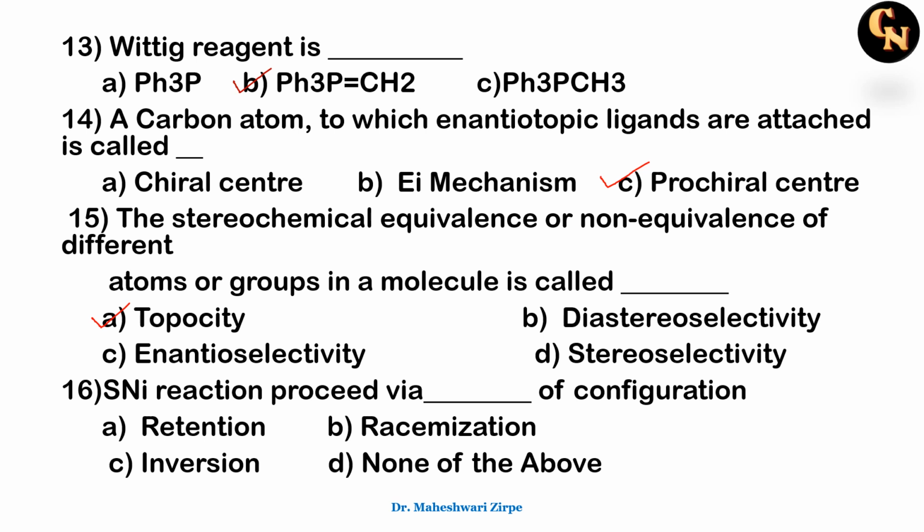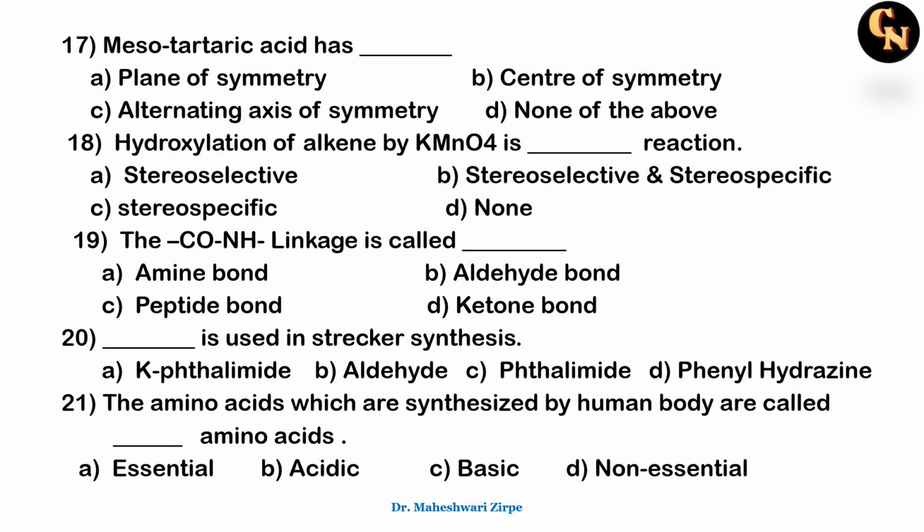Now going to the 16th one, it is SNi reaction proceeds via dash configuration. So we have already seen this reaction in our previous videos. SNi reaction actually gives retention of configuration. Okay, next 17th is meso-tartaric acid has a dash. So if you find meso-tartaric acid, it actually has a plane of symmetry. Okay, students, so it is having a plane of symmetry. So option A is correct.